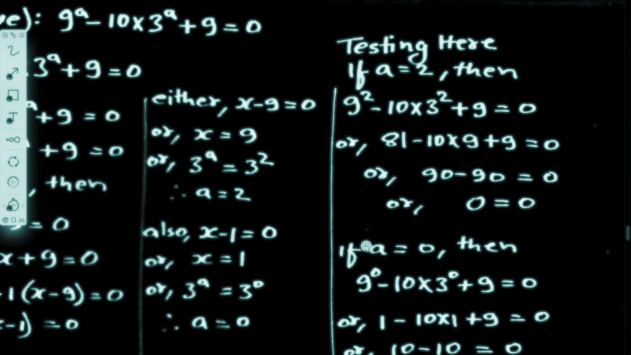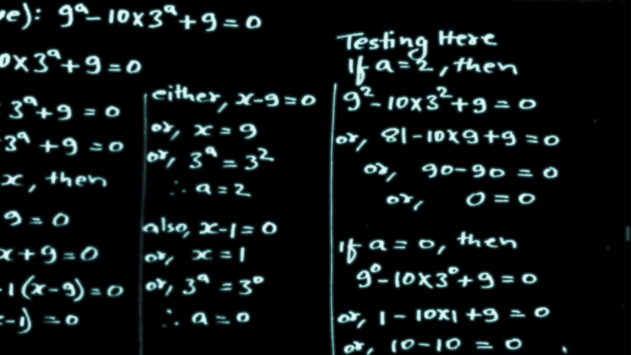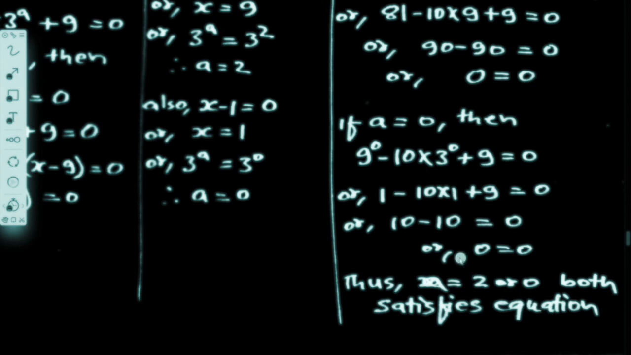Again, the second value is a equals 0. If a equals 0, then 9 power 0 minus 10 into 3 power 0 plus 9 equals 0. 9 power 0 is 1, minus 10 into 1, since 3 power 0 is 1, plus 9 equals 0. Now 9 plus 1 is 10, and 10 minus 10 is 0. 0 equals 0. It means the second value of a also satisfies our equation. So a equals 2 or 0 both satisfy our equation. It means both are our required answers.